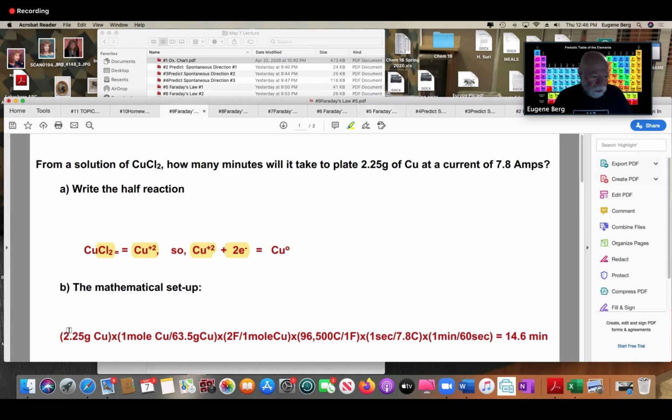So I started off with the 2.25 grams of copper. And then I use the conversion factor of the atomic weight of copper, 63.5. Hopefully you have a periodic table available to you. So I converted from grams of copper into moles. Now once you have the material in moles, here's your golden opportunity to use the half reaction. Notice the half reaction says that 1 mole of copper would require 2 moles of electrons, 2 Faradays, to do the job.